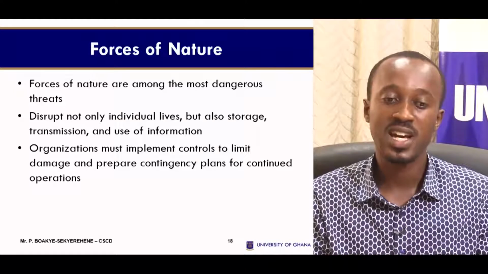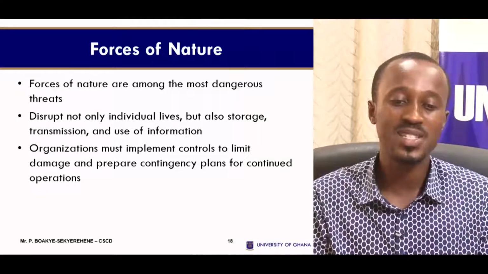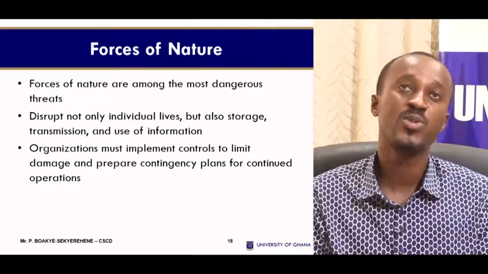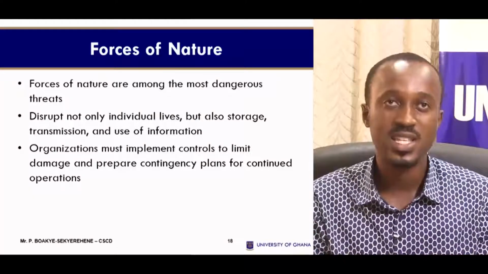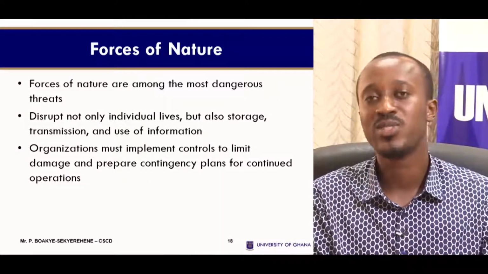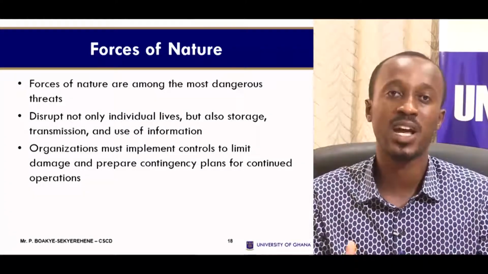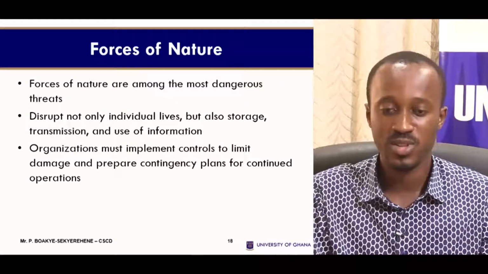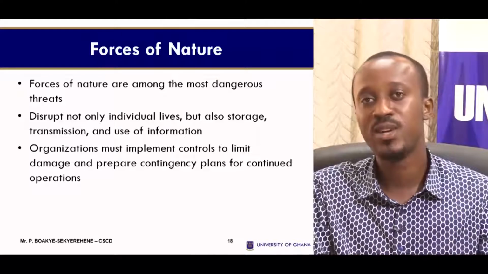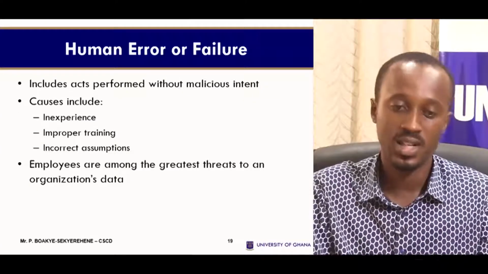Under forces of nature, organizations must implement controls to limit damage and prepare contingency plans for continued operations. This is where you come across all these virtualizations so that should, let's say, a fire break out in one of your offices and all your files are lost, they are only lost to the physical location, but you have backup stored elsewhere. So this is one way that organizations can keep their operations running when they are faced by a forces of nature attack.